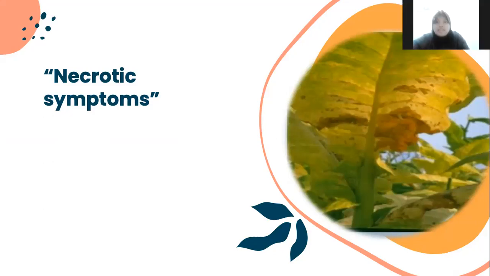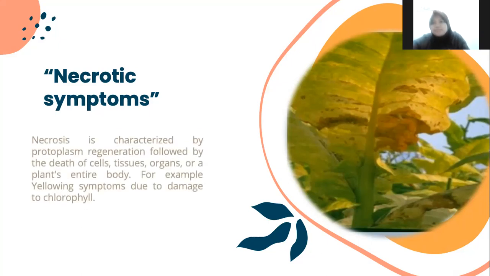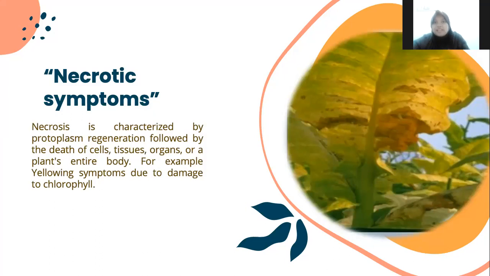Necrotic symptoms. Necrotic symptom is characterized by protoplast degeneration followed by the death of cell, tissue, organelle, and plant organ, for example, yellow symptoms due to damage to chlorophyll. Next.